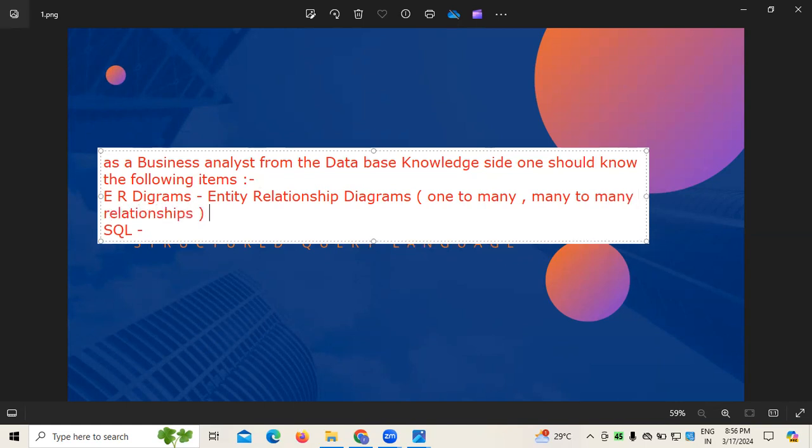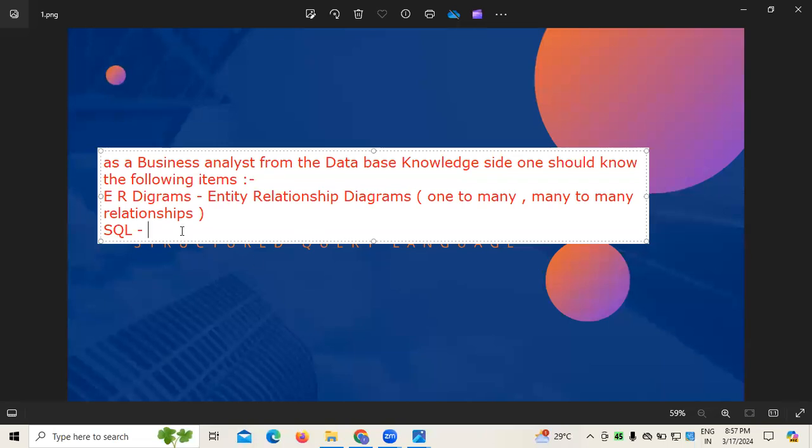So how can you establish this? You have to establish it by creating entity relationship diagrams. What are the different entities we have? In what way are these entities interrelated? To explain that, ER diagrams are used. This is one thing which, being a business analyst, you must be good and familiar with. Point number one. Point number two is about SQL.